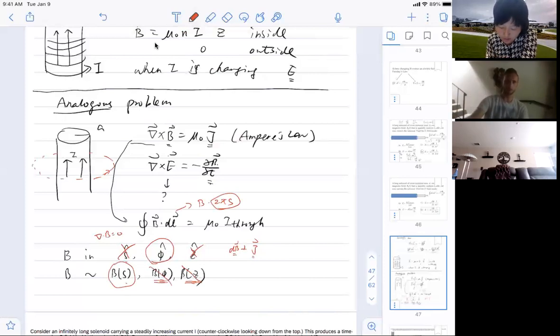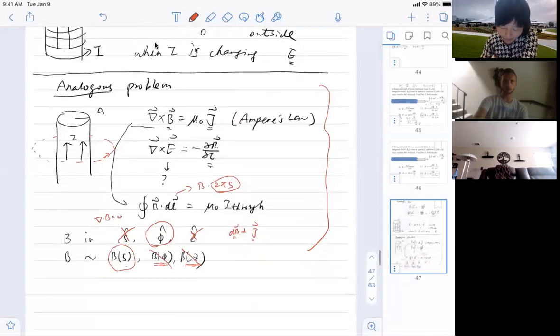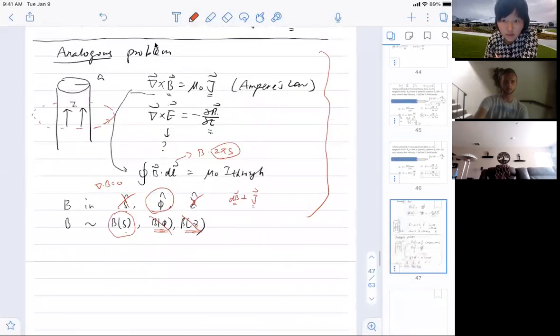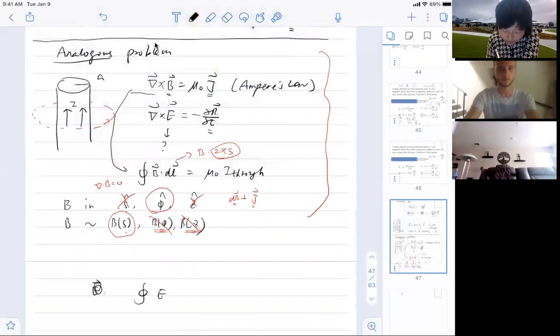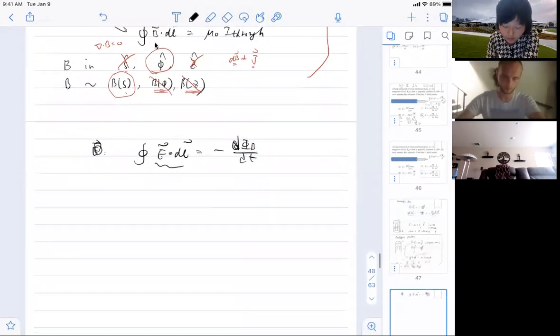Any questions about this part, because we're going to use the same analogy for our solenoid problem? Any questions? Okay, good. All right, so now the actual problem we're trying to solve is this solenoid problem. We will use the same argument to ask, what is the direction of E? You can see that we probably need E dl equals negative d flux over dt, right? So we need to figure out a loop. We need a loop.